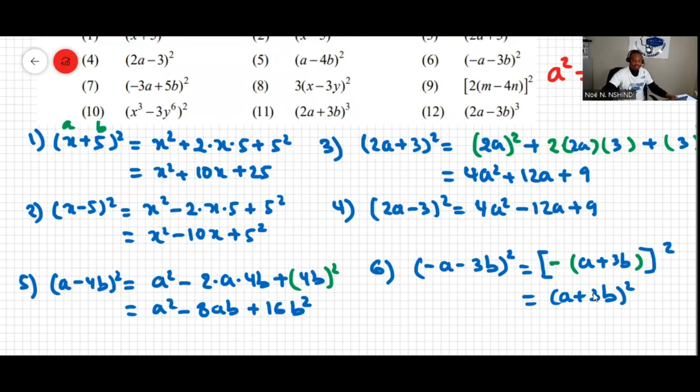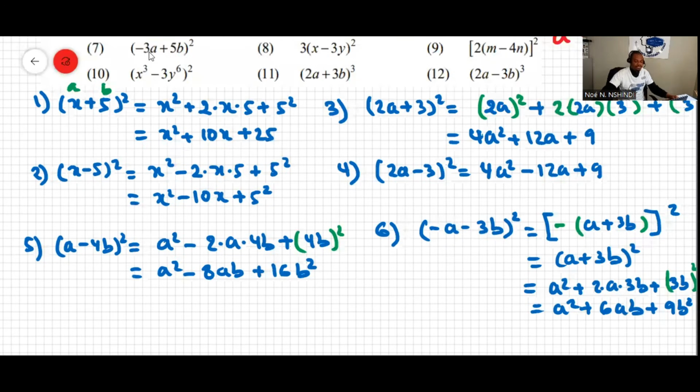Then this can be a squared plus 2 times a times 3b plus 3b squared, 3b raised to the power of 2. And then this will be a squared plus 6ab plus 9b squared. Okay. We can move on to question 7.